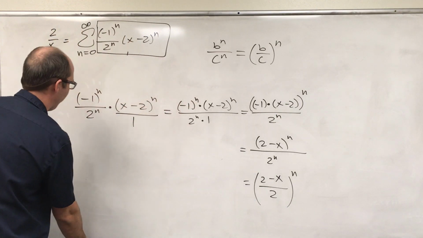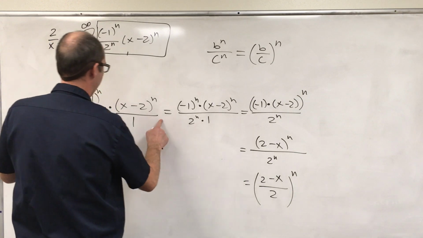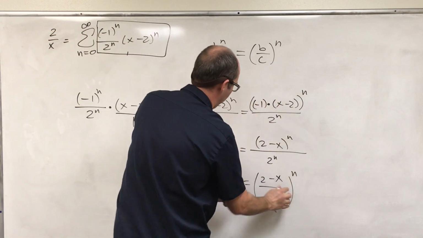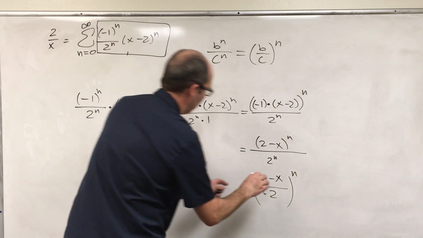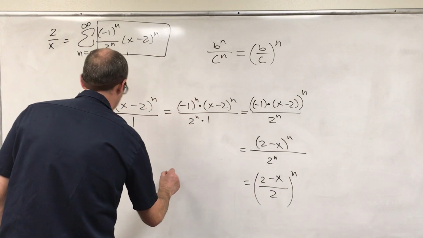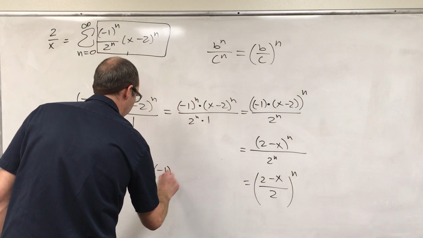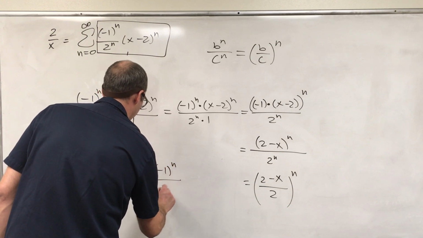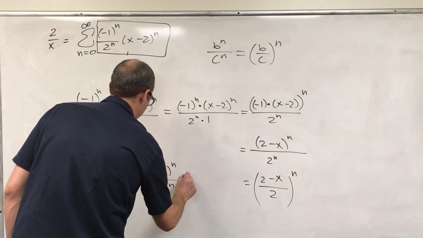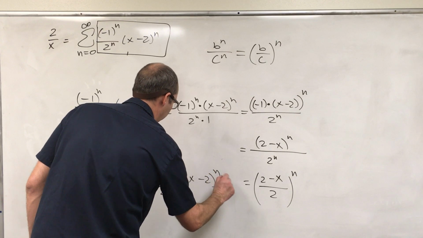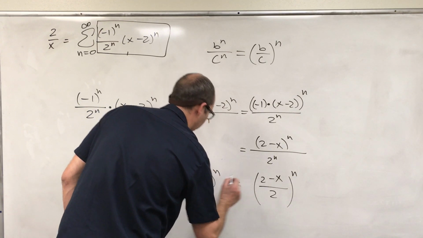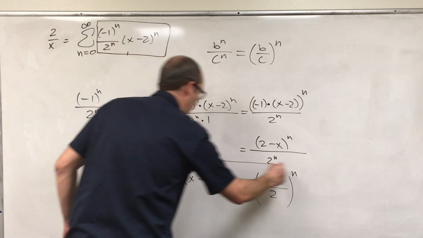So notice what we just found there. That this is equal to that, is equal to that, is equal to that, is equal to that. So that must be equal to that. Okay, so we've got -1 to the n over 2 to the n times x minus 2 to the n. These things are equal. All right, so put that in a box there.